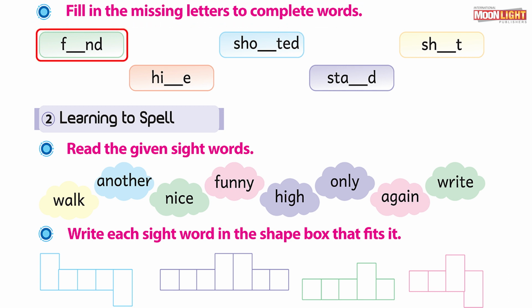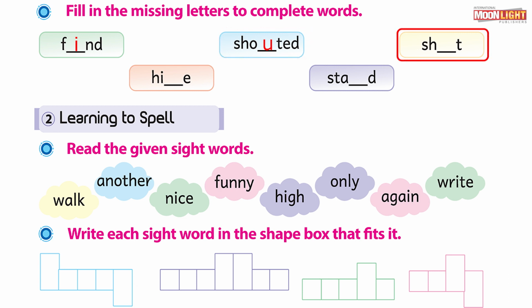Let's start. The first word is find. Listen to me carefully. Find. It means I is missing in this word. Shouted. O-U. Exactly. S-H-O-U-T-E-D. Shouted. The next word is shut. S-H and yes, U-T. It means U letter is going to complete this word.